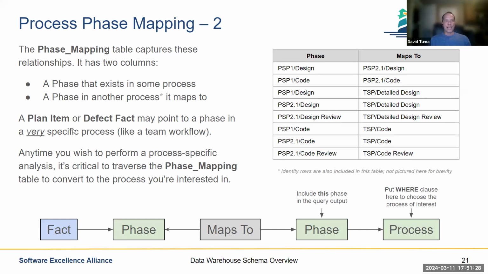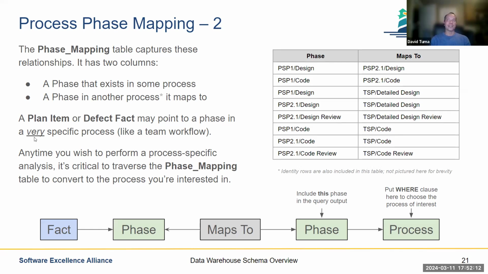Now, why do we care about this? It's because when you look at a plan item or something like a defect fact, anything at all in the warehouse that points to the phase table, it might point to a phase in some very specific process. Like, for example, a plan item's phase might be something in Julia's course development process. Her course development workflow might have a step called review slides, right? And so her plan item might be pointing to the review slides step in the course development workflow. That's all great if we're doing an analysis of the course development workflow process.